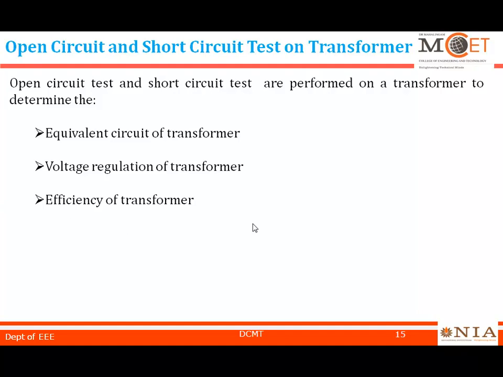In the previous video, we discussed the load test on a single phase transformer. In that test, we load the machine directly so that we can find the actual efficiency. In this test, we are not going to find the actual efficiency.